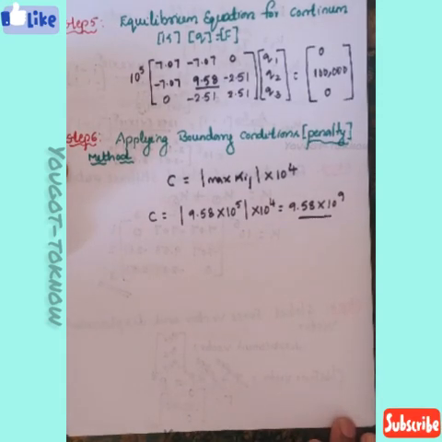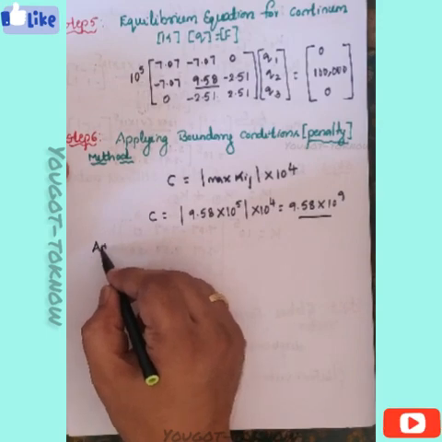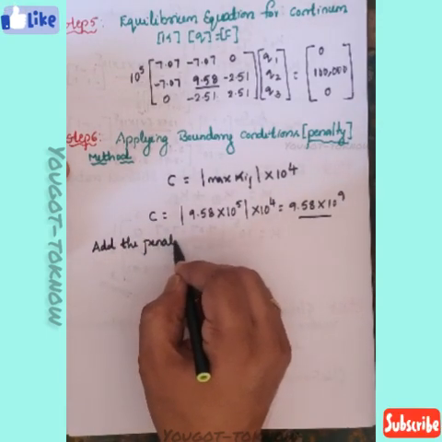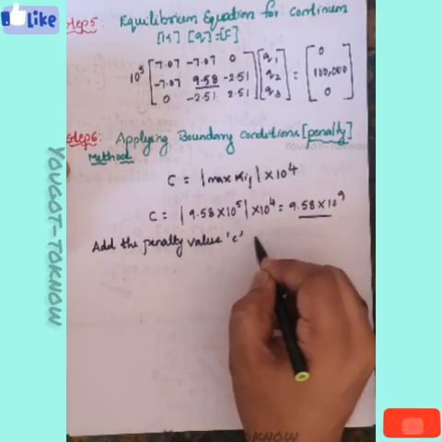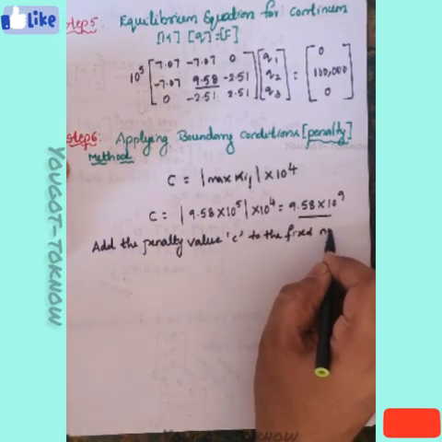Now what do you want to do with the penalty value? Add this penalty value C to the fixed nodes. What are the fixed nodes?